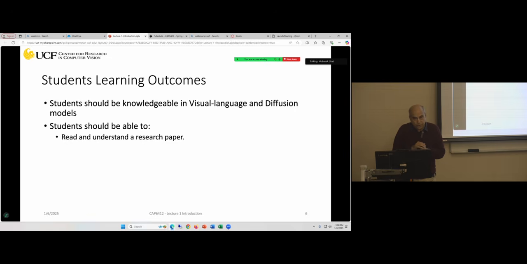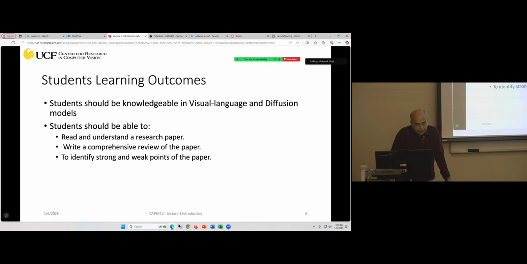The way I've structured this course, the first half, roughly, I'll give lectures on both VLMs and diffusion models, and the other half of the course we'll discuss recent research papers. There you will learn how to read a research paper, because this is mostly for graduate students, in particular PhD students. There's an art of reading a research paper, and how you can write a comprehensive review of the paper, identify its strong and weak points, and then prepare a detailed presentation about the paper and deliver it in the class.